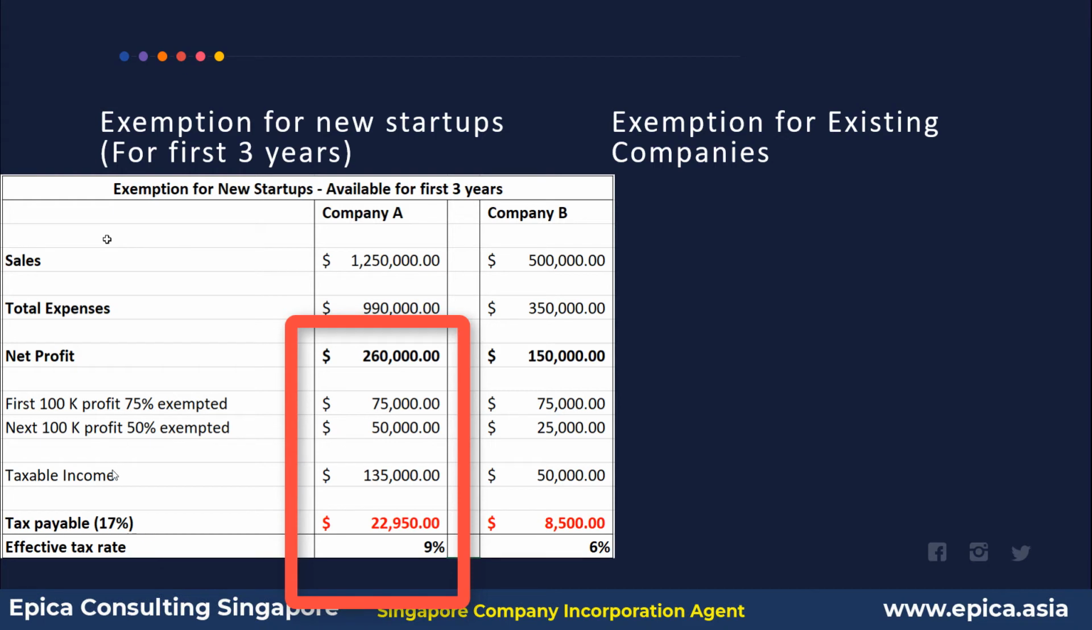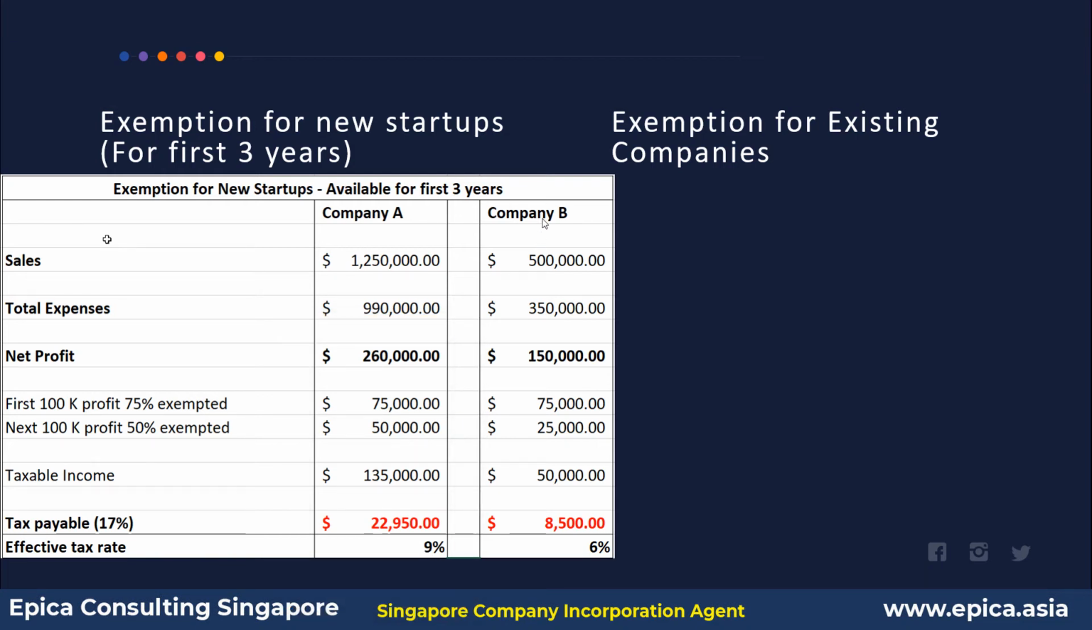So the taxable income in this case becomes $260,000 minus $75,000 minus $50,000, that is $135,000. Tax payable at 17% on this income will be 22,950 Singapore dollars. And if you calculate effective tax rate by dividing 22,950 by the total profit of 260,000, you will get that tax rate to be approximately 9%.